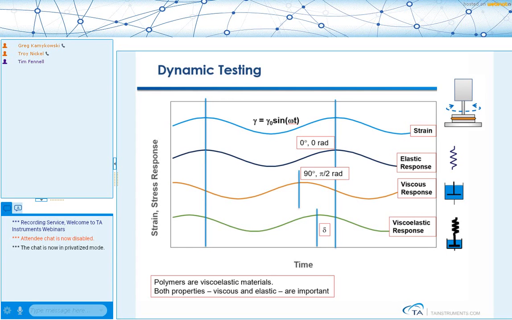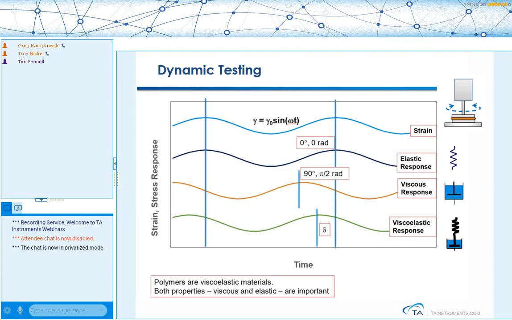So if we have a purely elastic material like the spring on the right, we would see that the stress response is in perfect alignment with the strain wave, and that's because the stress response for an elastic material is purely dependent on the displacement. So these two waves are completely in phase.